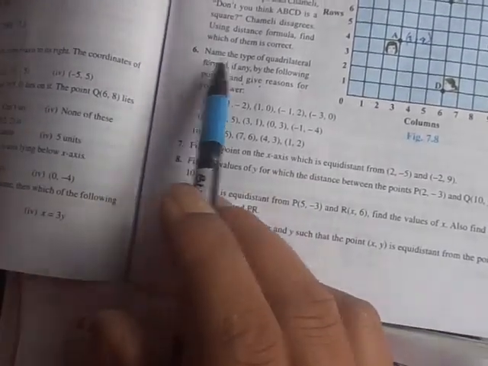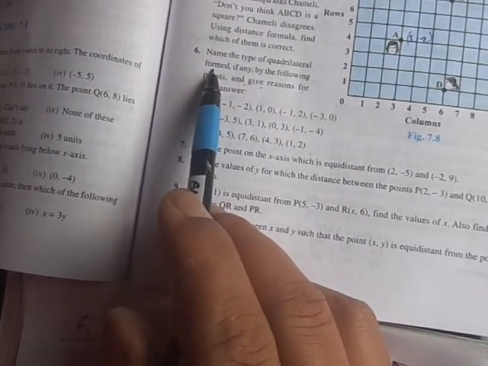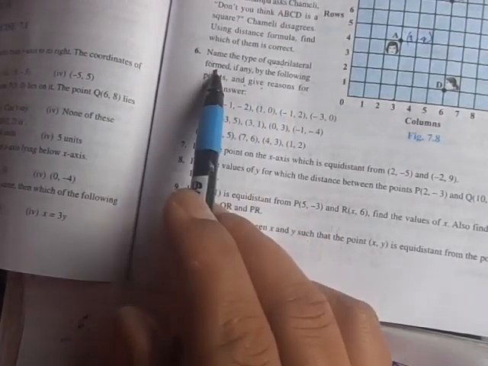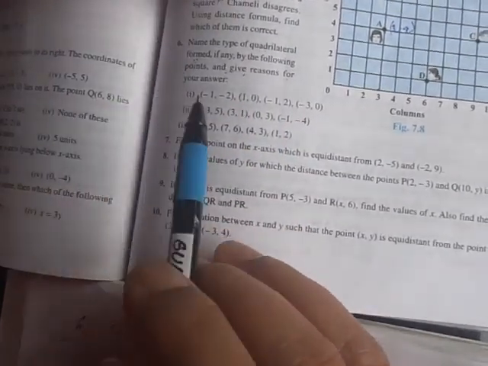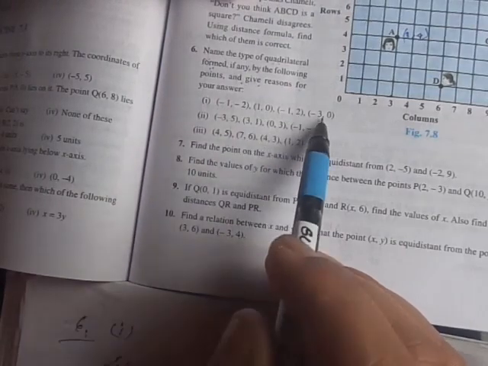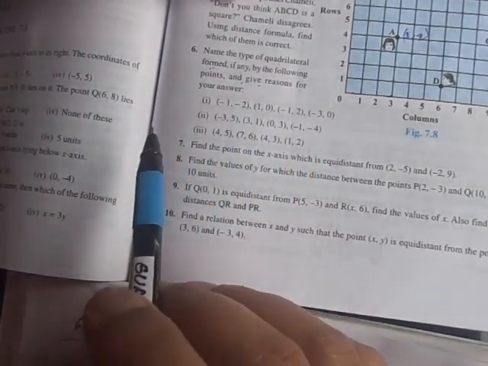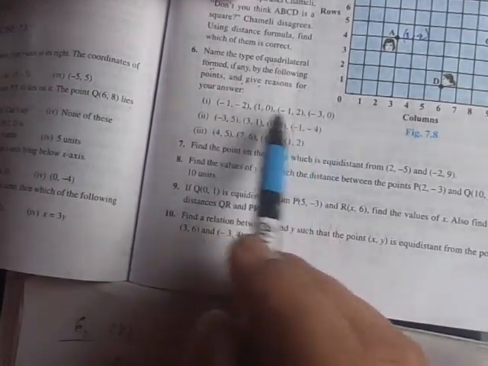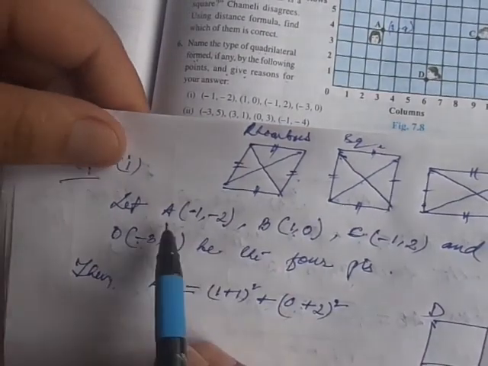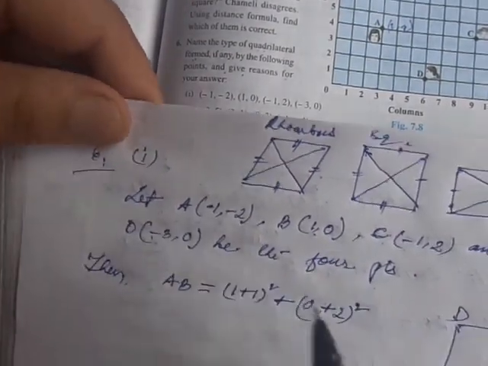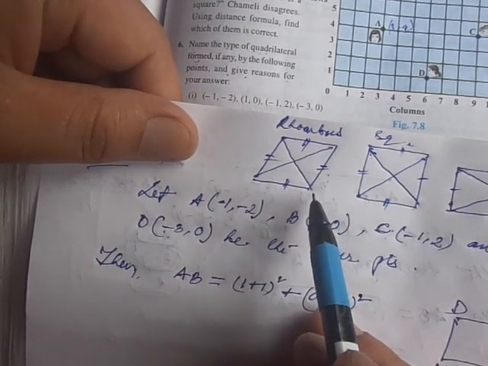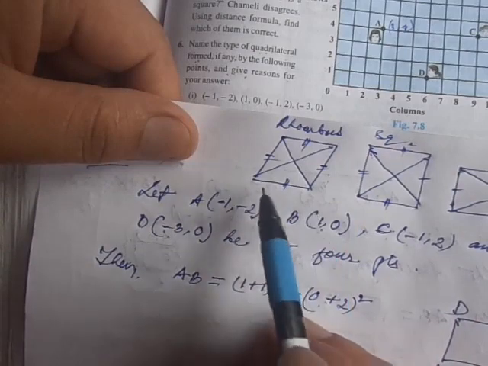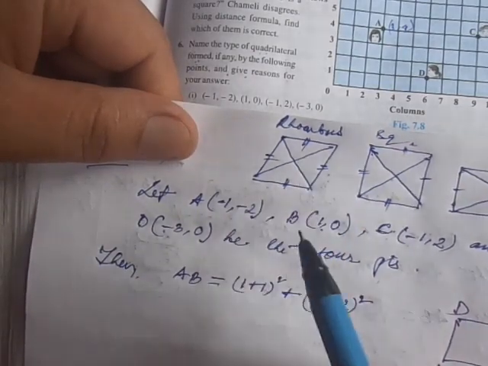Here in question number 6, what type of quadrilateral is formed? Name the type of quadrilateral formed, if any, by the following points and give reason for your answer. So we have to check what type of quadrilateral this is, and we have to give a reason. For that, let's take the 4 points A, B, C, D. What we have to do is find the 4 sides and 2 diagonals. To determine what type of quadrilateral it forms, we cannot find only the 4 sides. We have to find the 2 diagonals also.